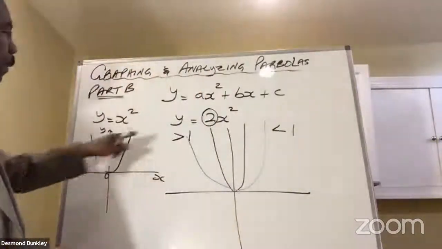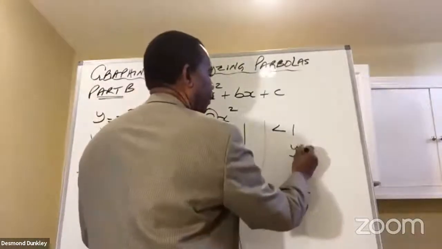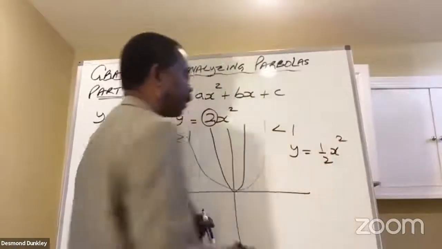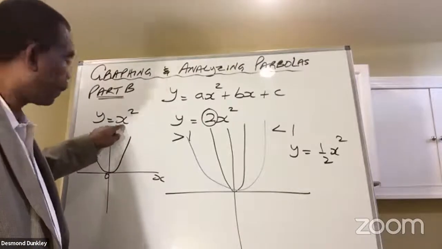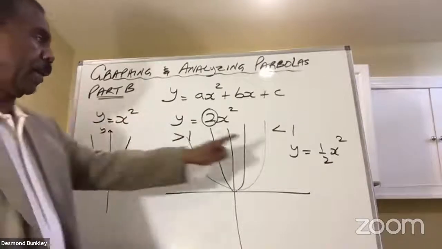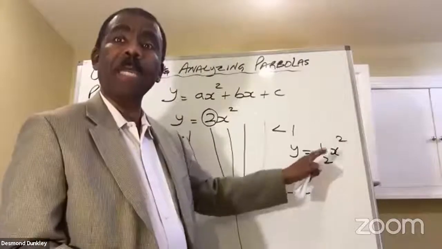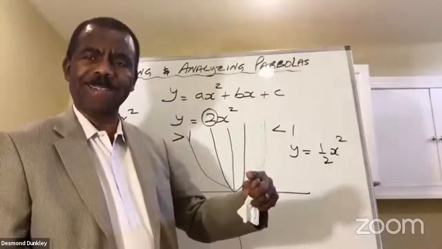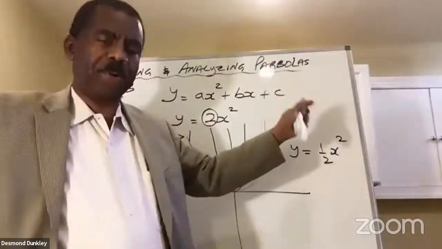For example, suppose it was y equal to 1/2 x squared. When x is 4, then y is going to be 16, because 4 squared is 16. Times 1/2 gives you 8. So instead of y being at 16, it's going to come down to 8. So the graph is going to open up wider.